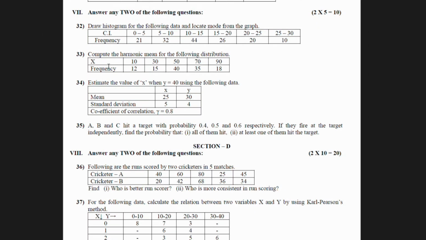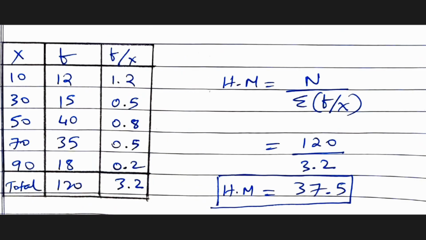Next, the 33rd question: compute the harmonic mean for the following distribution. The distribution has been given to you. You have to first write it down like this. So x is 10, 30, 50, 70, 90 and frequencies are 12, 15, 40, 35 and 18. Now what is the formula for harmonic mean? The formula for harmonic mean is capital N divided by summation of f divided by x. Here capital N is the total of the frequency, which is 120. So 120 is written in the numerator.